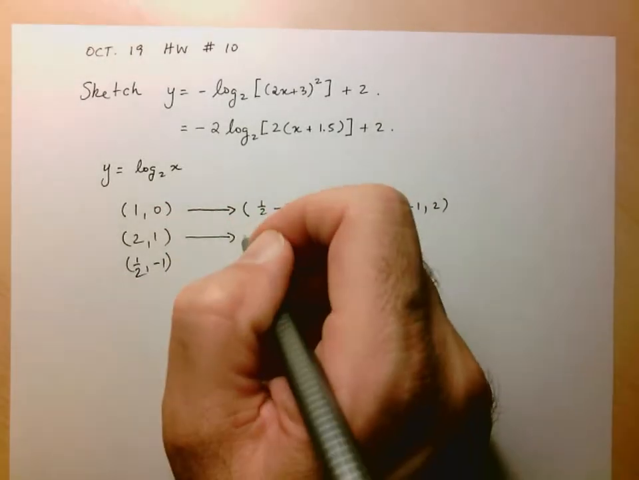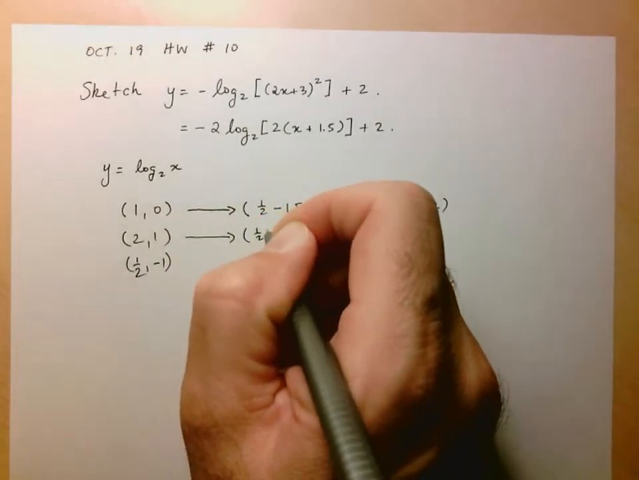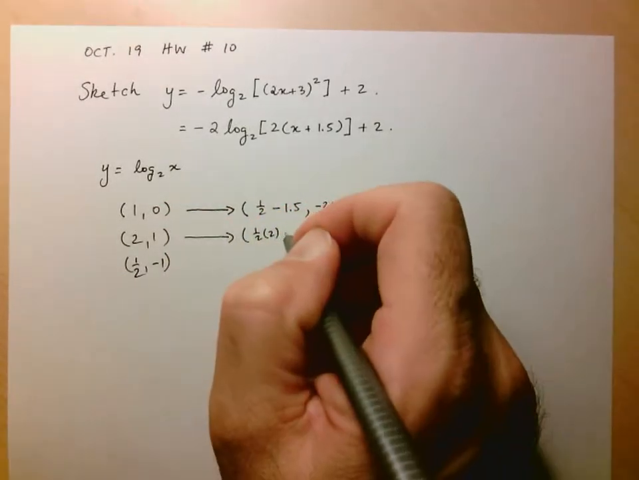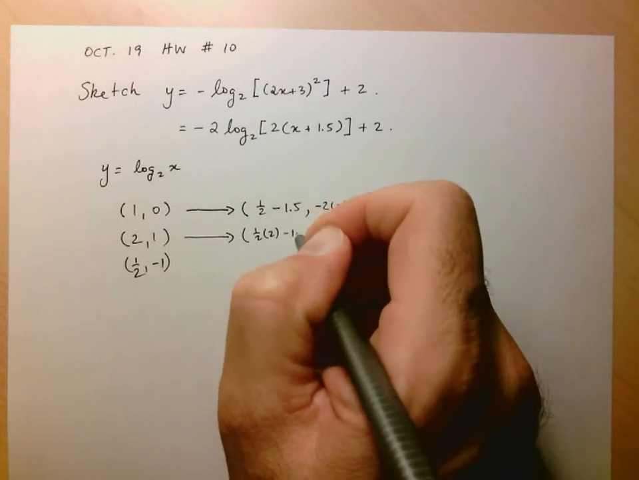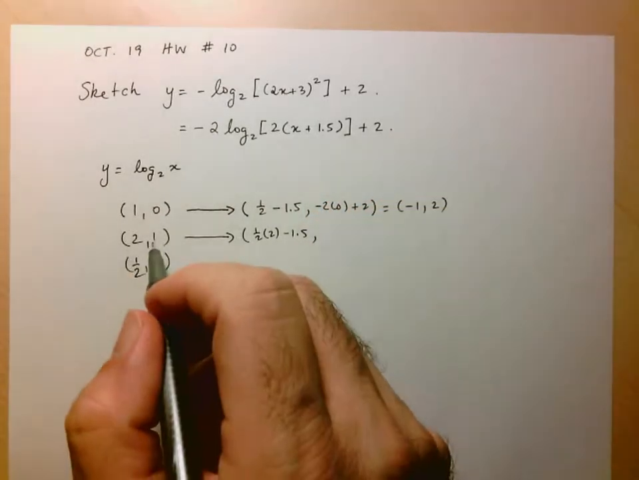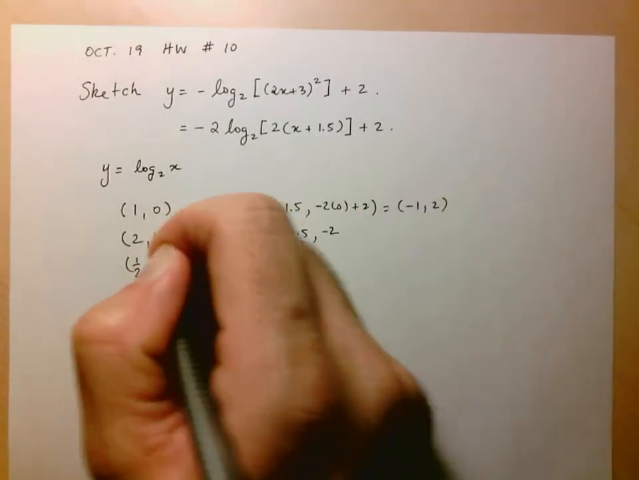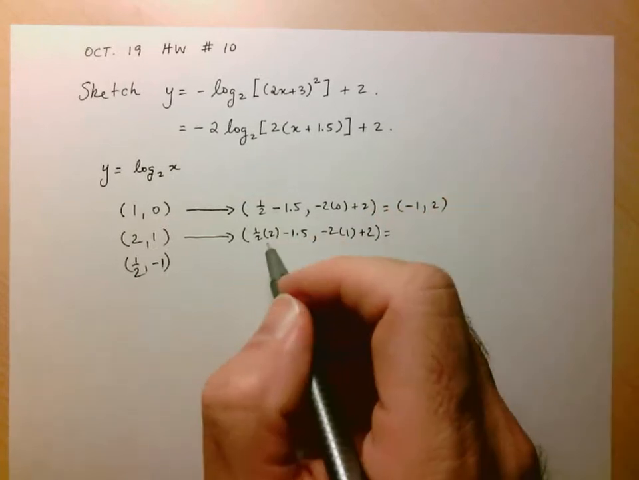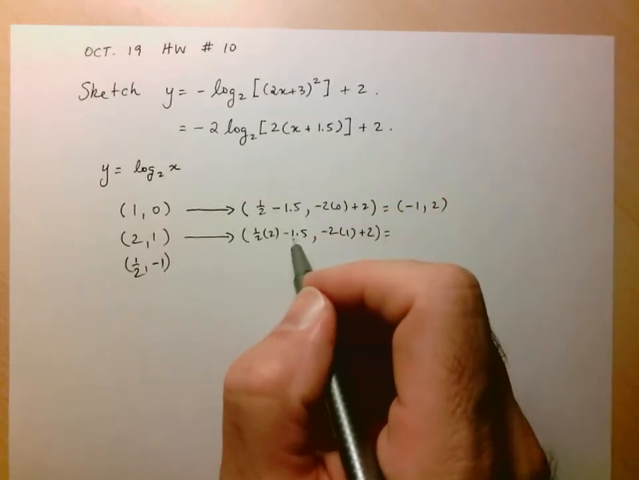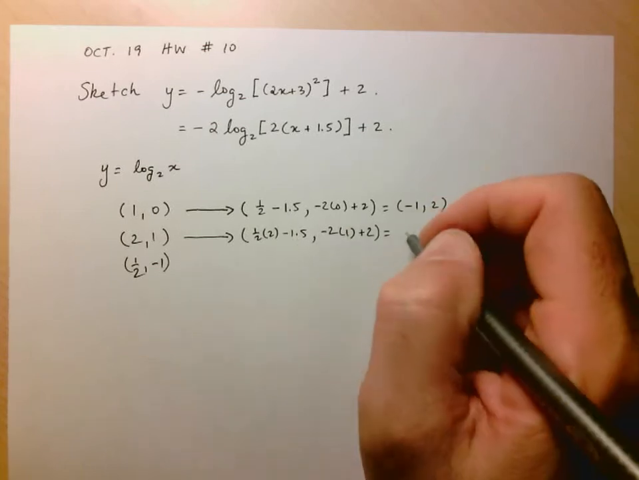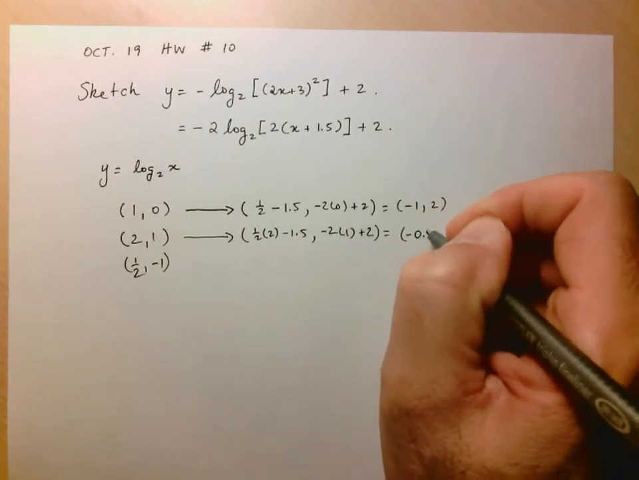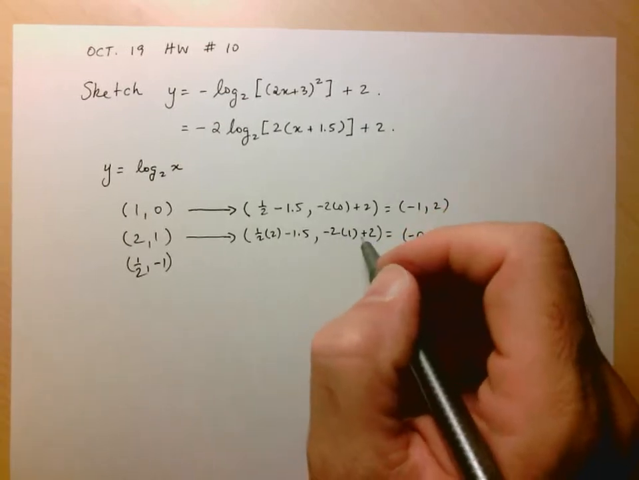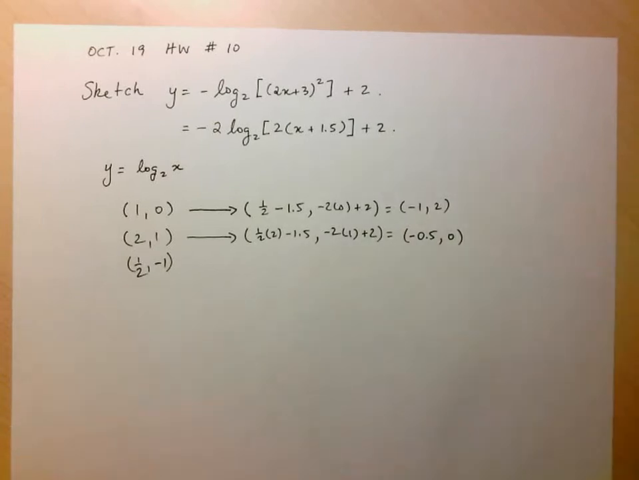So now what do I have? I have 1 half times 2 minus 1.5, and then for the y value, negative 2 times 1 plus 2. So what does that give us? It gives us 1 minus 1.5, so that's negative 0.5, and here negative 2 plus 2, 0.